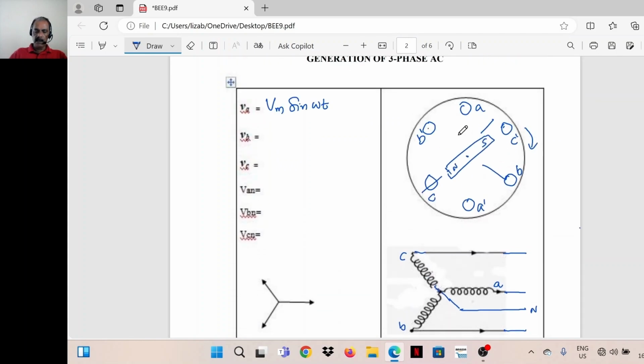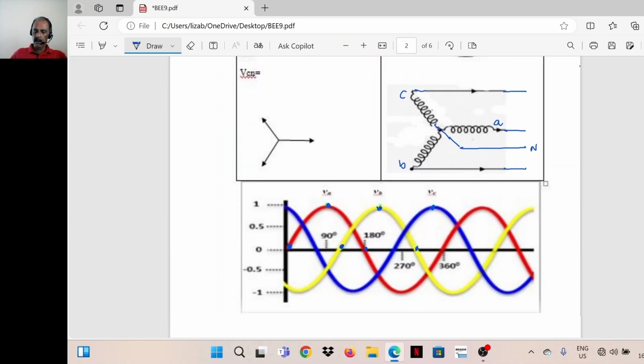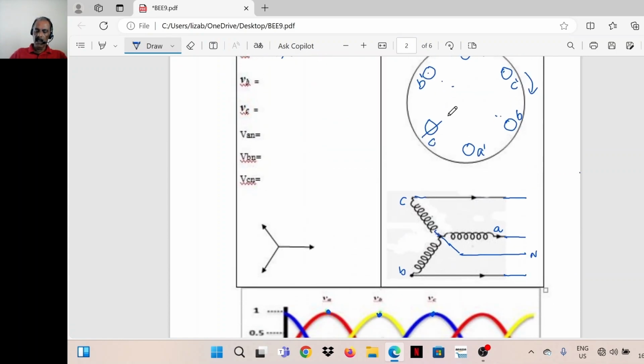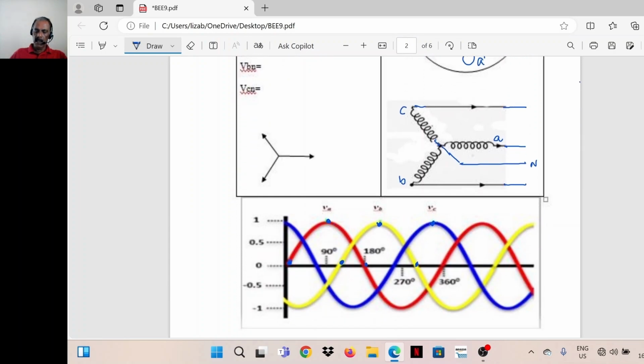When the magnet is along the axis of coil A, voltage in coil A will be maximum. After 120-degree rotation, the magnet will come along the axis of coil B. At that time, voltage in coil B will reach a maximum. After another 120-degree rotation, it comes to the axis of coil C dash. At that time, voltage in coil C reaches maximum.